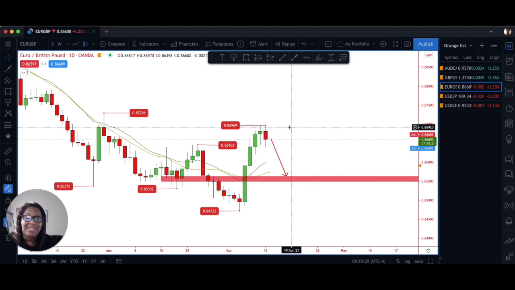I want the best of the best. I want the cream of the crop. And you should want that for yourself too. But in a nutshell, you guys, this is how I'm looking at euro pound.